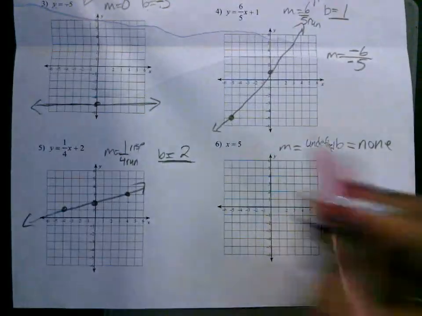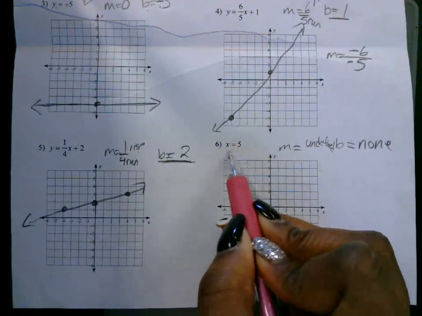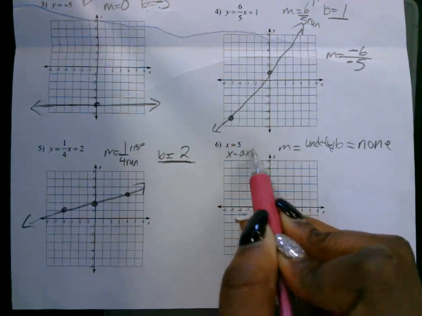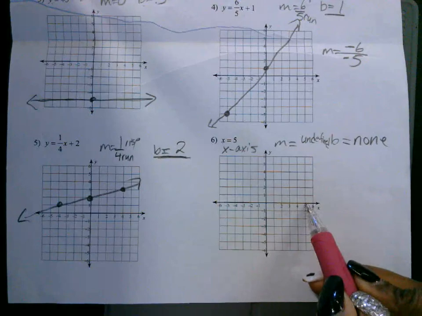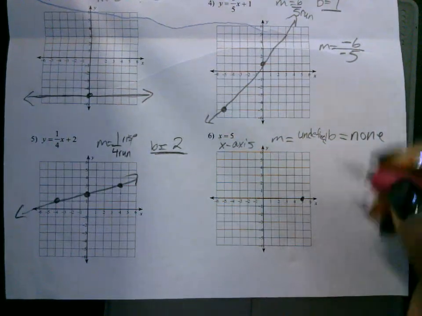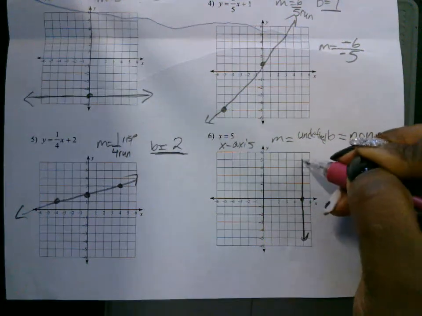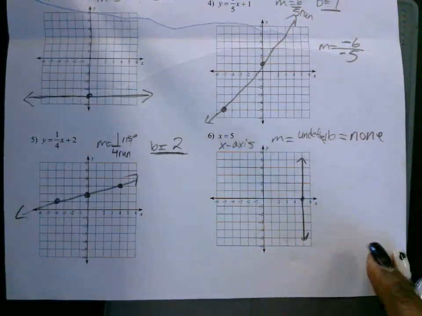Number 6, this is just x is equal to a number. So this crosses the x-axis at 5. 5 on the x-axis is right here. So it's going to be an undefined line. It's going to go through 5 on the x-axis.